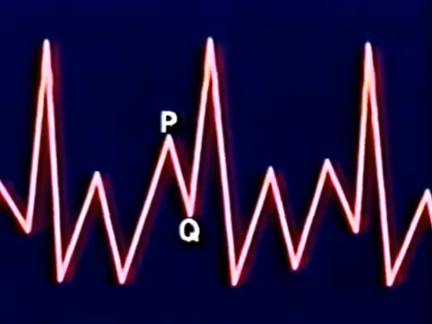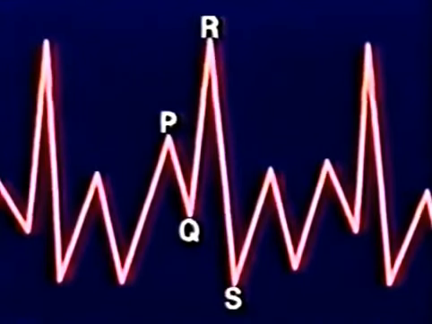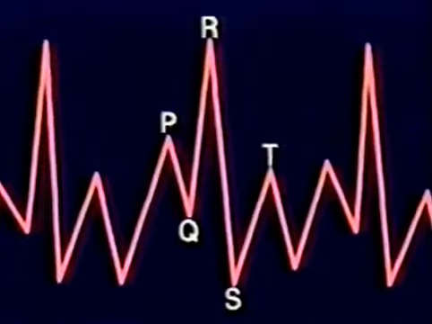Then there is the big QRS complex. That's the power stroke of the heart when the ventricle contracts. Finally comes the T wave, when the heart has to relax before it's ready to start the cycle again. And it turns out that the T wave is the really interesting part.